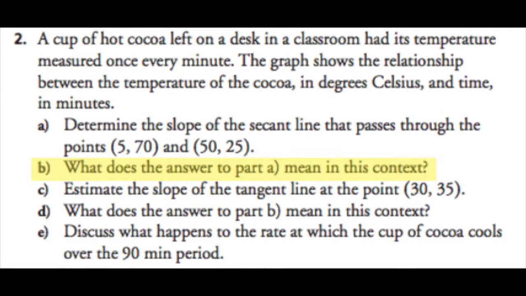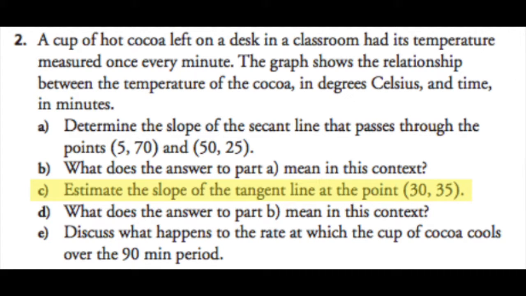Question B now asks, what does the answer to part A mean in this context? So in question B, we're taking our answer that we got in question A, and we're applying it into the context of the question. So we can start by saying the hot cocoa is cooling down. And we know that it's cooling down because there's a negative in front of the number that we got. It cools at an average rate, because we found the slope of the secant line, of 1 degree Celsius per minute. And we also just applied our units into our answer.